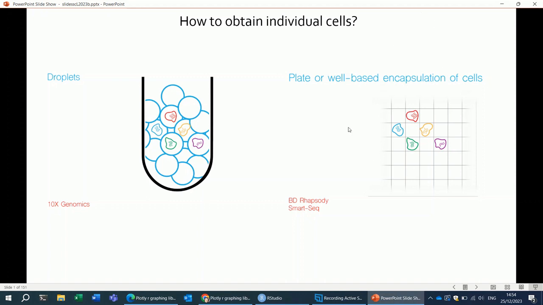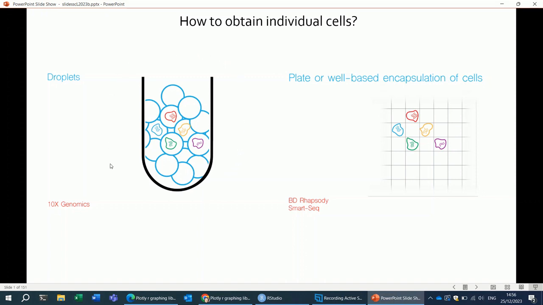In the plate-based systems, you're going to work with microwell plates. So typically, you use 384 well plates, and you distribute your individual cells in such a way that every well will contain one single cell. So that means that in this system, you're going to sequence only a few hundreds of cells, typically 384 cells, because you have 384 wells in the microwell plate. Here in the droplet-based system, you can sequence thousands and thousands of cells.